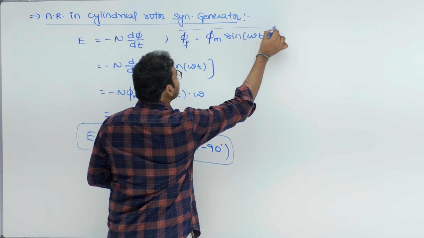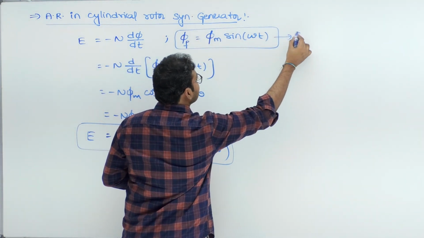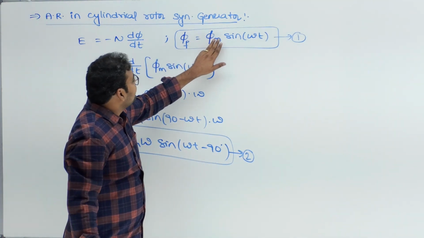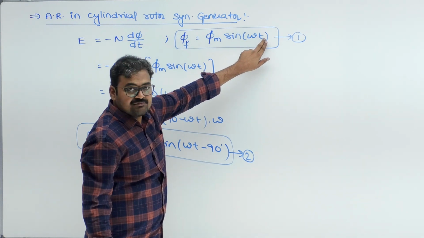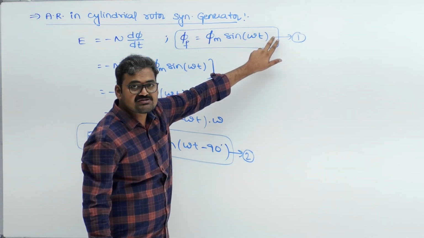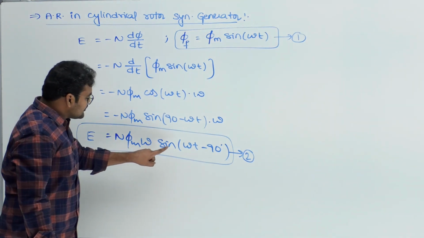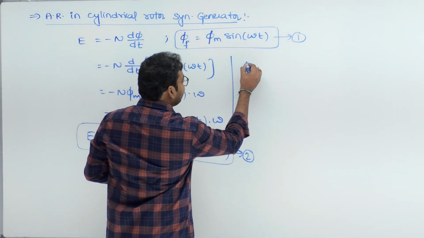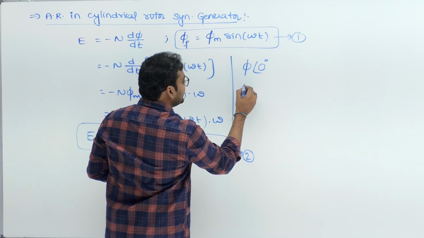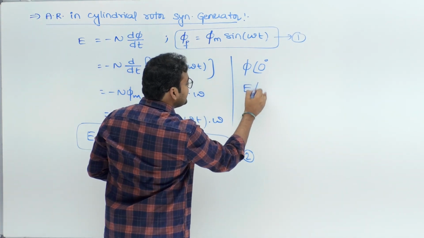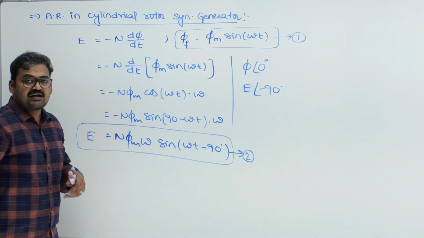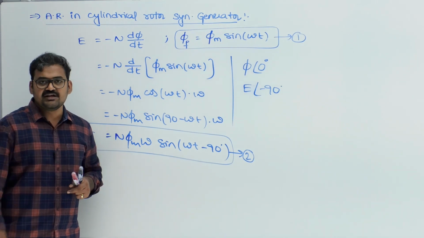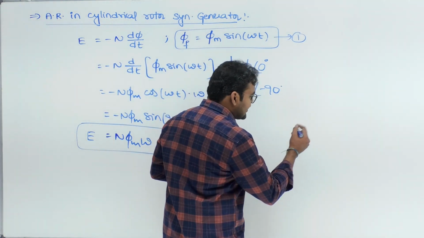Therefore, if you look at these two equations, this is the flux equation and this is the induced EMF equation. So what is our understanding here? Flux is proportional to sine omega t, where I can write omega t plus 0 degrees. But induced EMF is proportional to sine of omega t minus 90 degrees. That means flux is at an angle 0 degrees, and induced EMF is at an angle minus 90 degrees. That shows that induced EMF is always lagging the flux by how many degrees? 90 degrees.